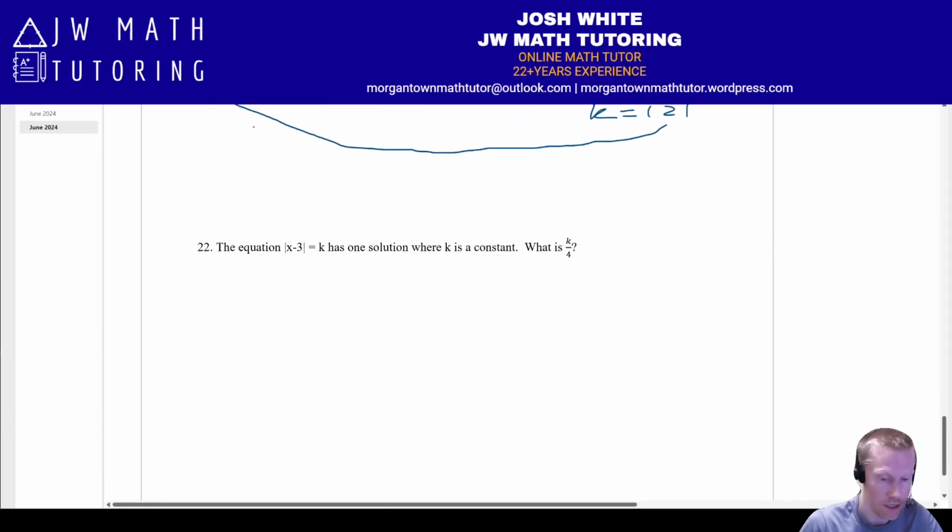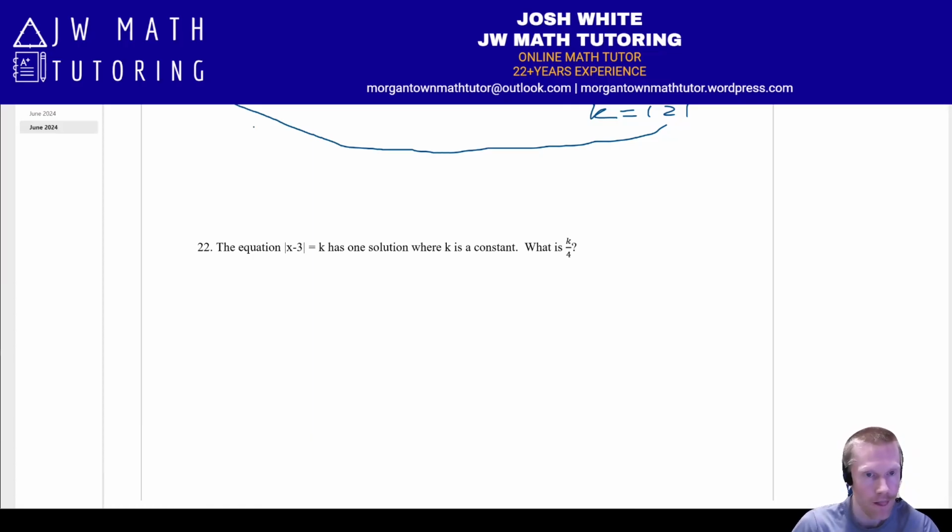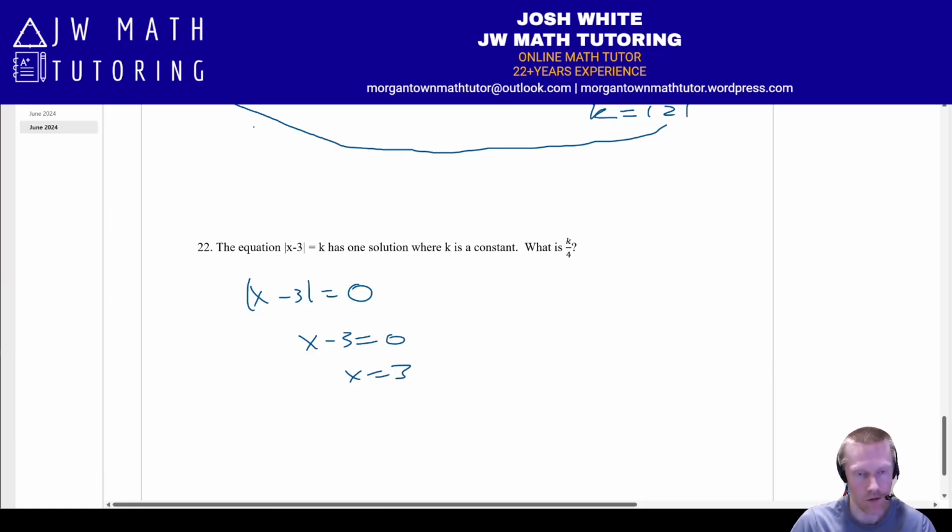All right, last question on this part 2, going over the June 2024 digital SAT math questions. This might look tricky or confusing, but it's actually really simple and you can solve it very quickly. Absolute value equations will only have one solution when the absolute value expression is equal to 0. So this will only have one solution when this expression is equal to 0, and the solution is just going to be 3. Now, that's irrelevant because they don't care what the solution is. They want to know what the value of k over 4 is. Well, 0 over 4 is just 0. So the correct answer to this one is 0.